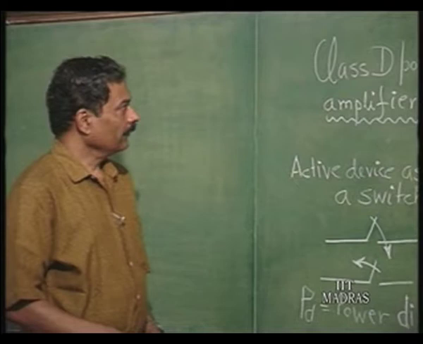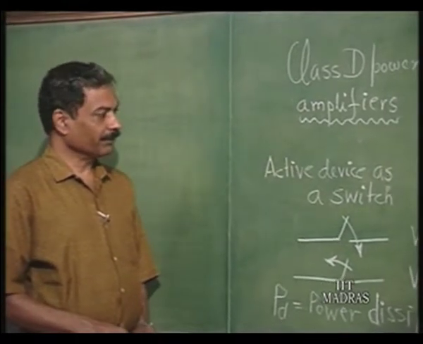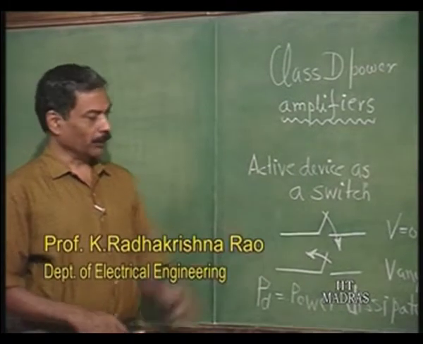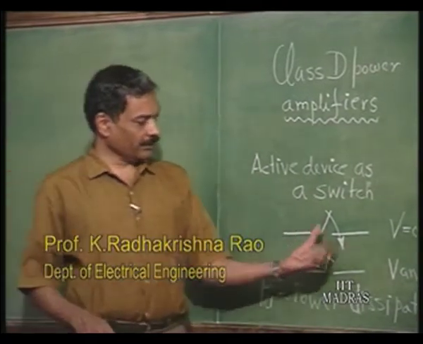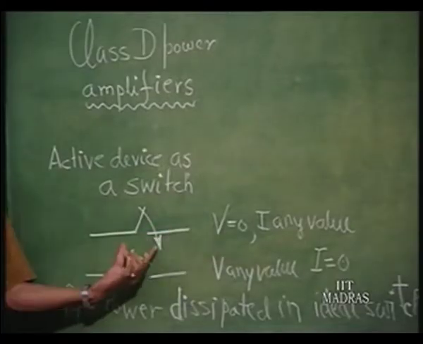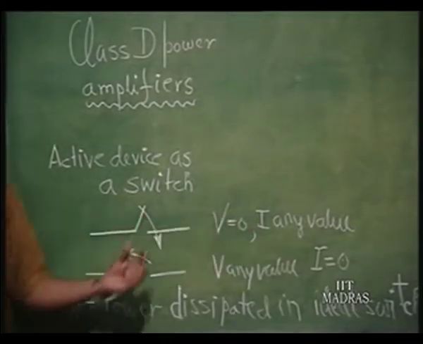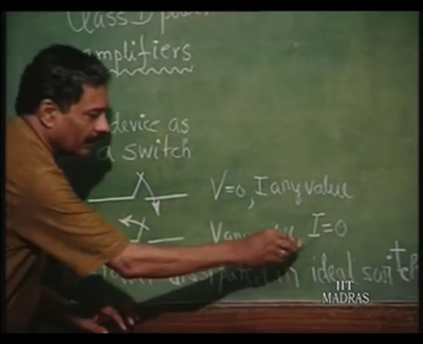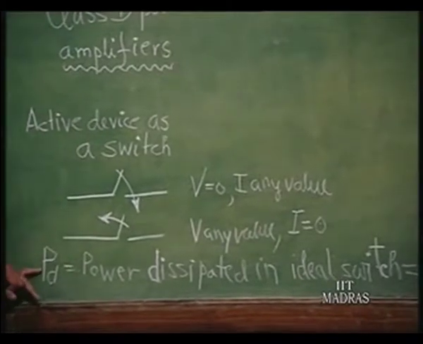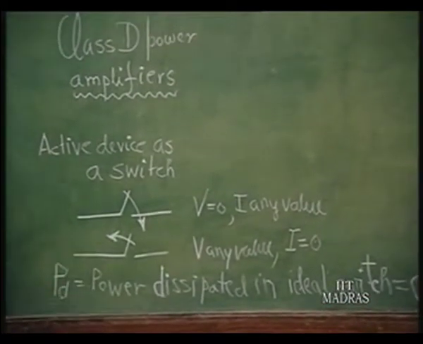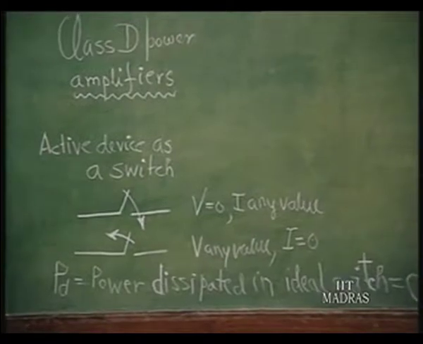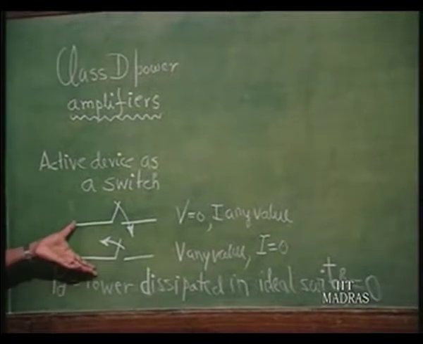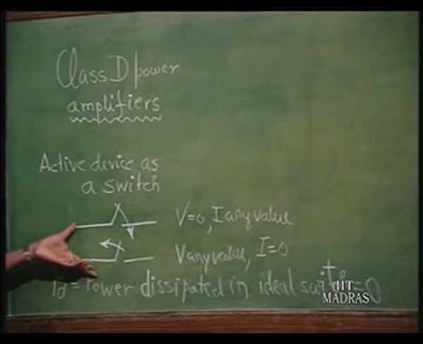So, we will continue with class D power amplifiers. We mentioned that active device here is used as a switch, in which case when it is closed, voltage across that is 0 and current can be any value. When it is open, voltage can be any value and current is equal to 0. Therefore, the power dissipated in the ideal switch is equal to 0 all the time. Therefore, I can now control power using an element which does not dissipate ideally any power.